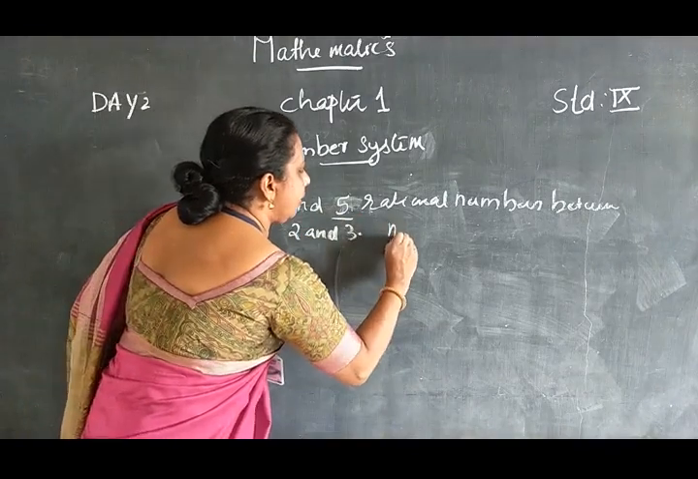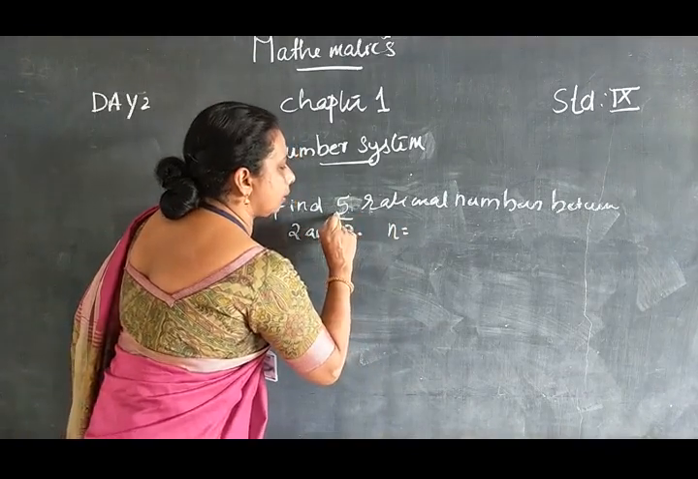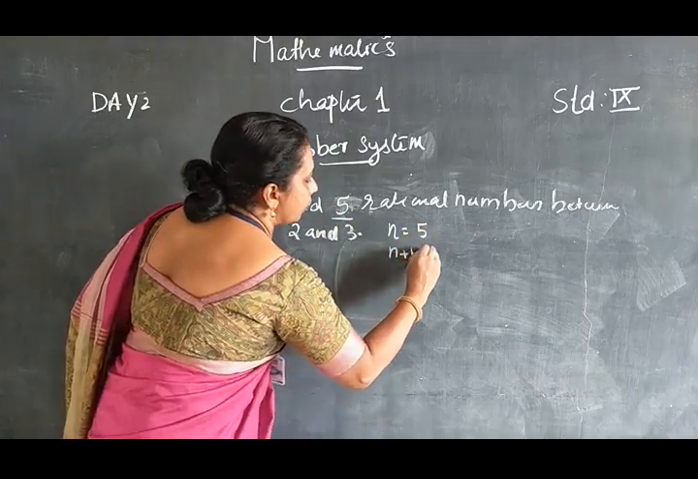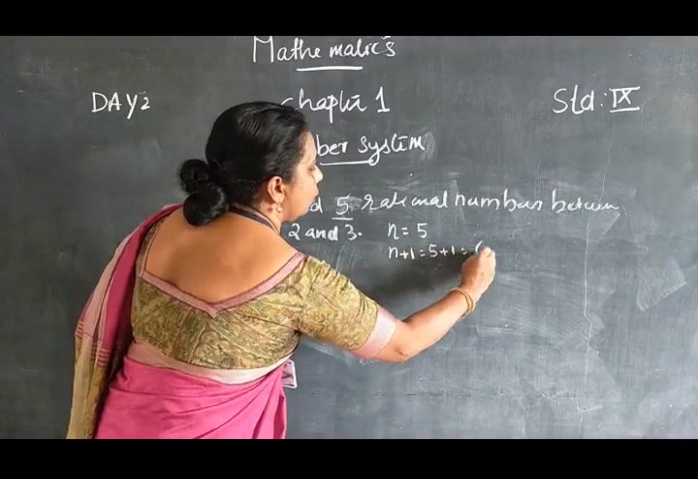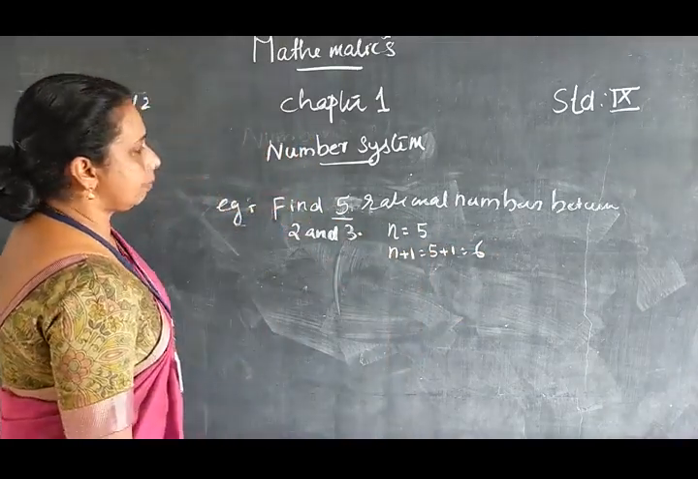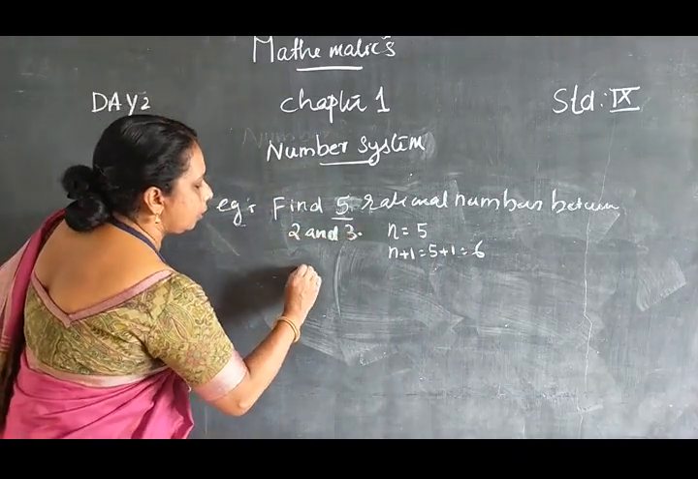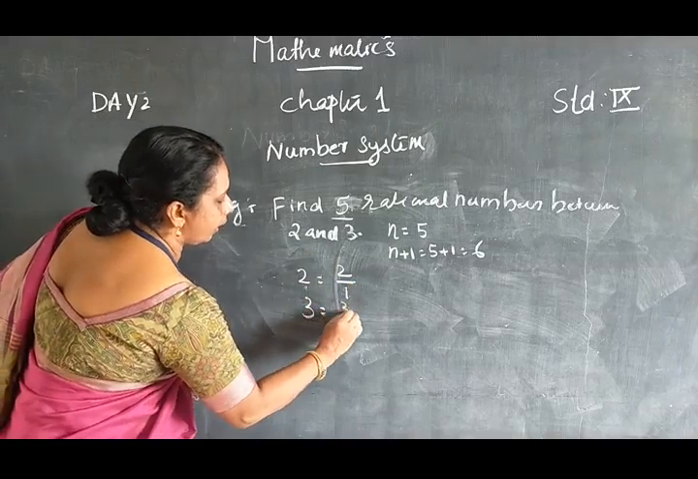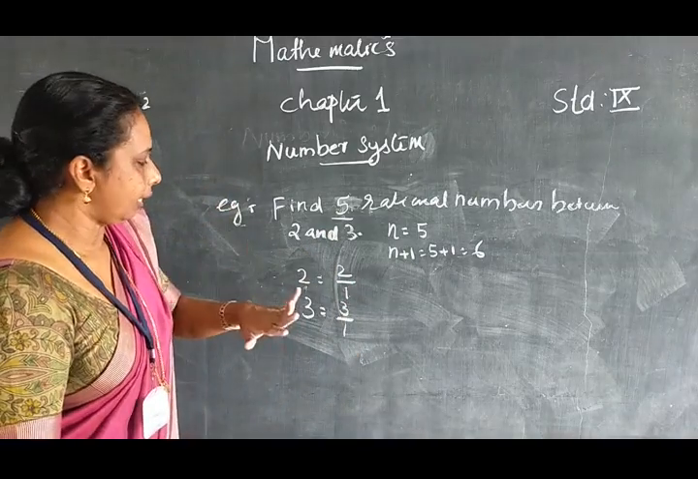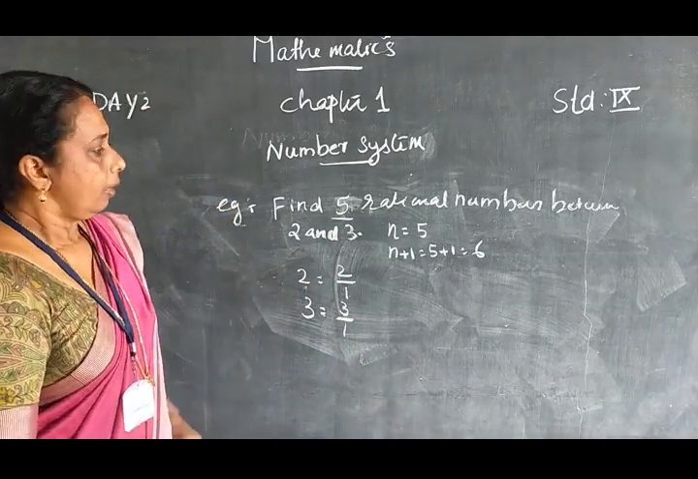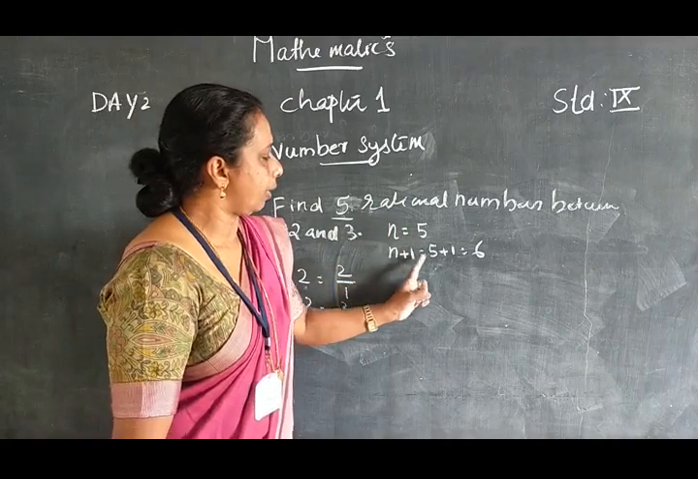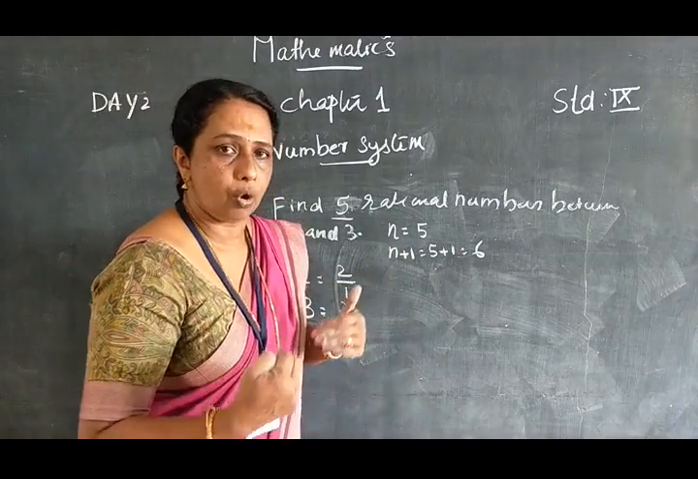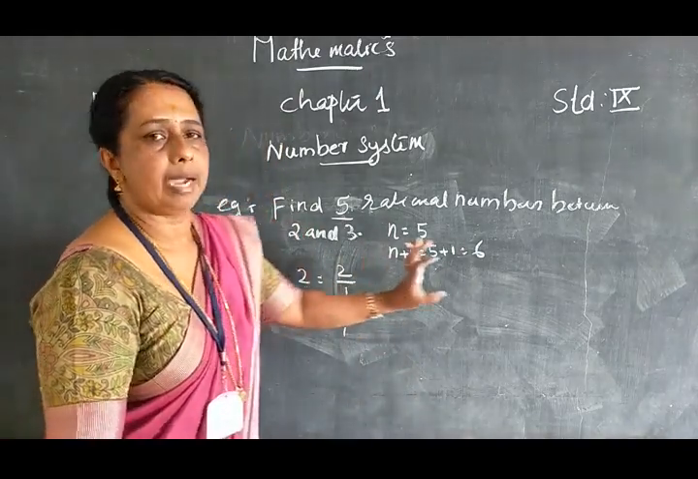Here, we take n equal to 5, the number of rational numbers we want. Then n plus 1 is equal to 5 plus 1, that is equal to 6. Between 2 and 3, we can write 2 in the form 2 by 1 and 3 in the rational form 3 by 1. We have to multiply the numerator and the denominator of these two rational numbers by this 6.